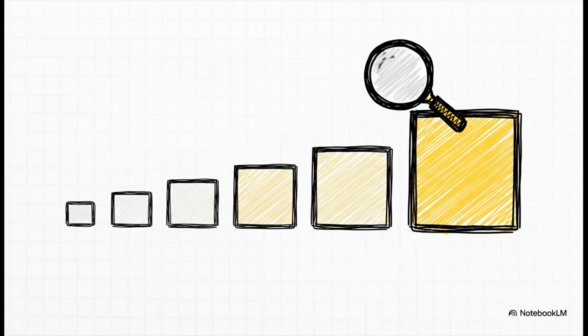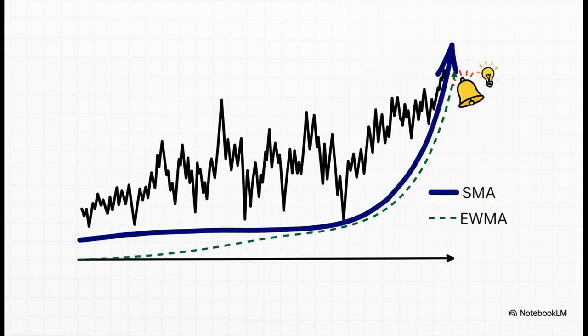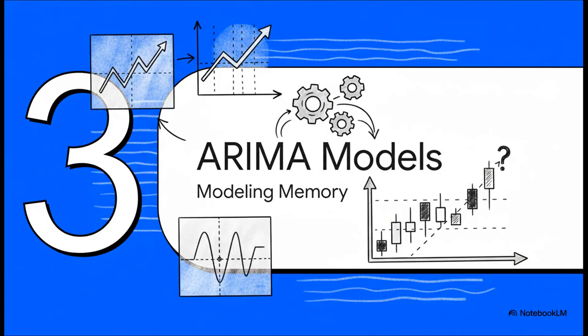The EWMA, on the other hand, is like a breaking news reporter. It's all about what's happening right now. This lets it adapt and spot changes in the trend much, much faster. So what does that mean for us? Well, in trading, speed is often the name of the game. That faster reaction time from the EWMA could be the difference between getting in on a move early and watching it happen without you.